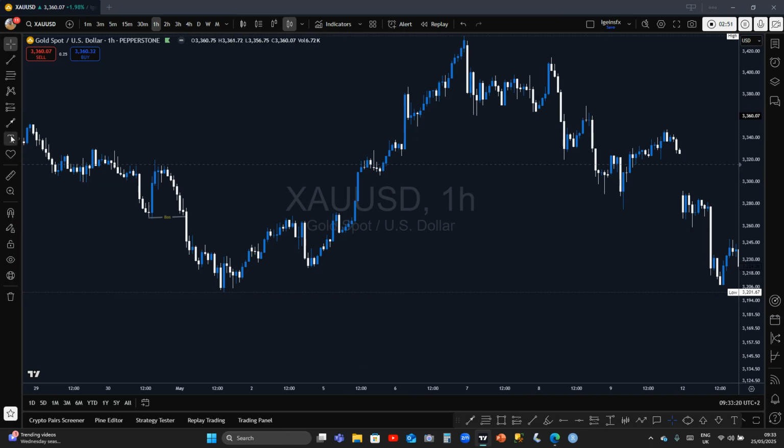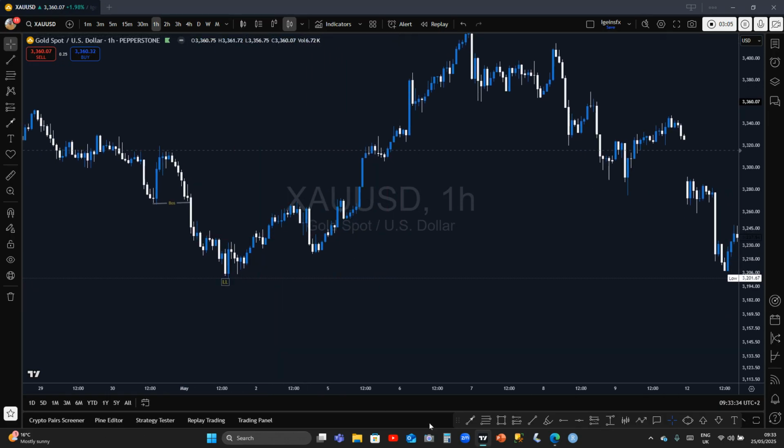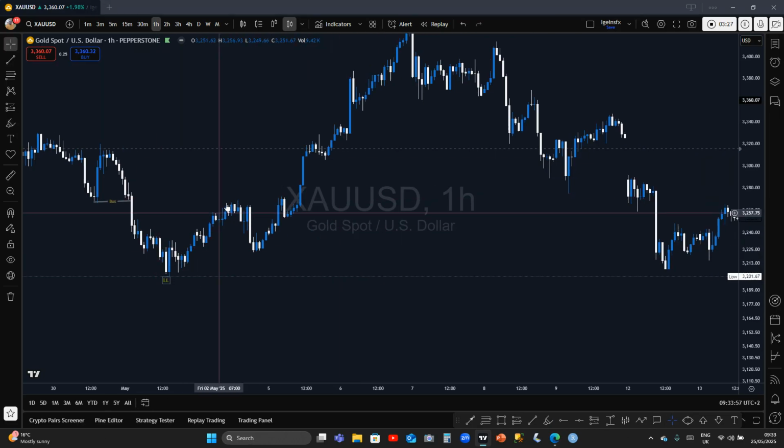It created a low. It created this lower low. Then you see price push from here to this point like this, and it created a retracement, guys. This retracement now created a high.